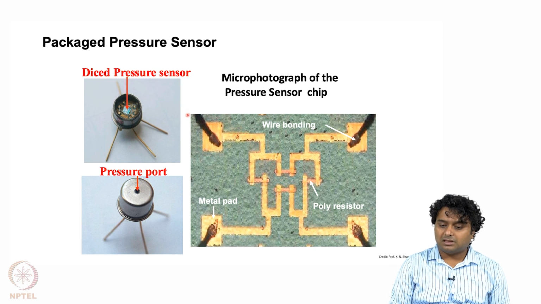So these are the wires which are going out, actually solder wires, and these are the polysilicon resistors. This is the actual optical microscope image, and these are the metal pads, which are actually gold pads. You can see the gold pads here, and this is the packaged device. The top cap is open here. You can see the die, and this die is connected to different contact points, and the pressure port will be connected here. So this is the final device.